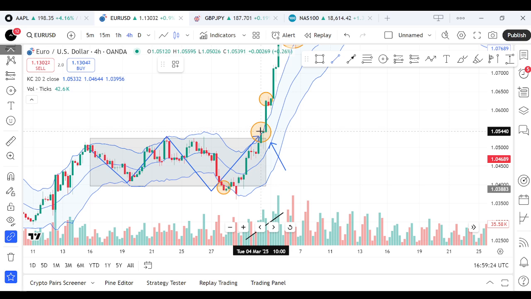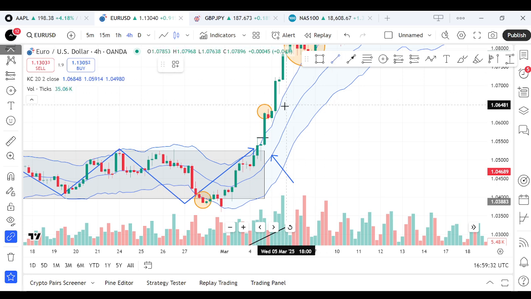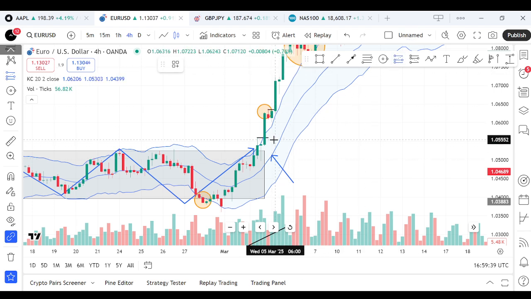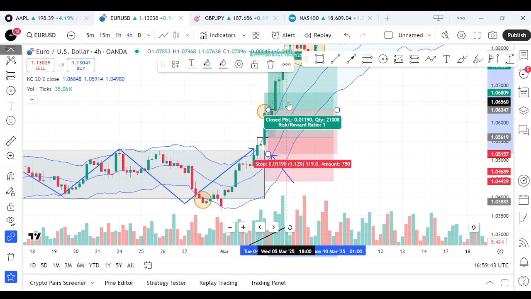On the lower time frames, this is a major market structure shift. Also, this is another major market structure shift. It's just the price was too volatile at the same time. It's another market structure shift, so we could just look to enter. Either we enter here or we enter here, whichever one.